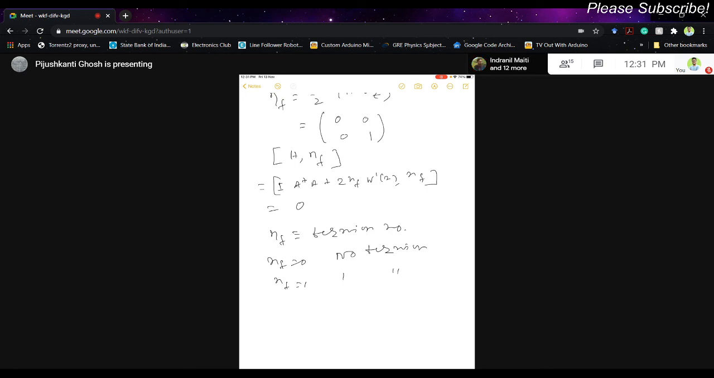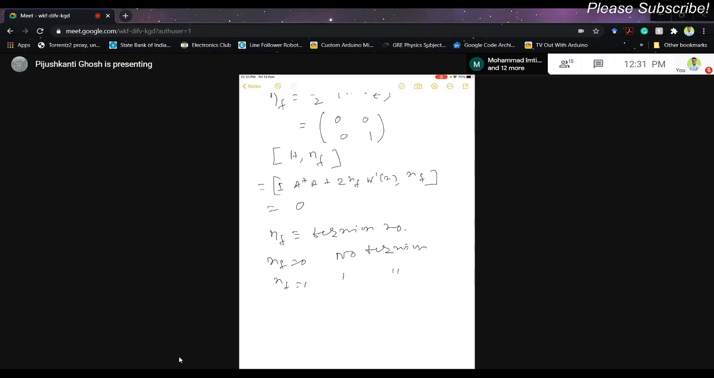Oscillator small n, and bosons can stay. Many bosons can occupy the same single state. So it's not restricted: it's 0, 1, 2, 3, it keeps increasing. But for the fermions, a single fermion can be either 0 or 1.